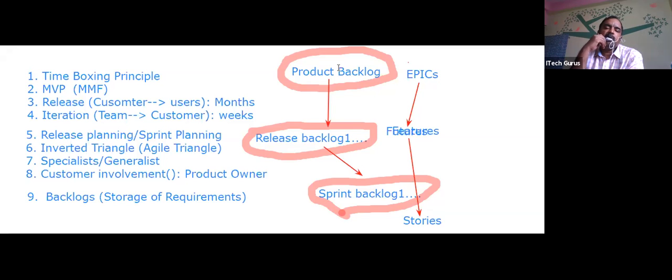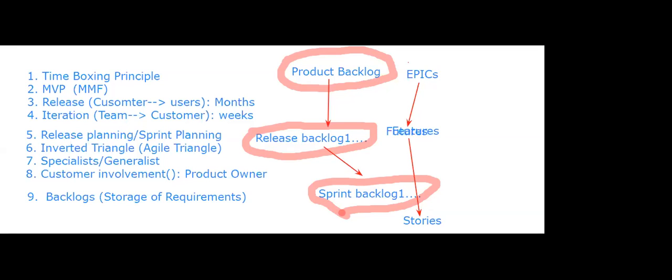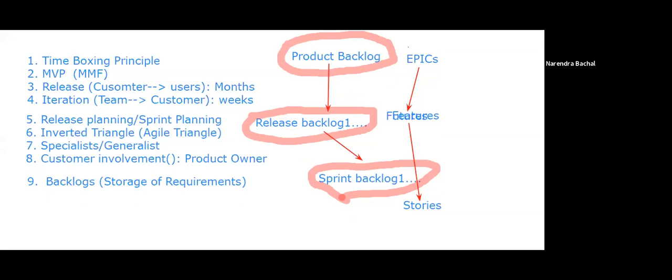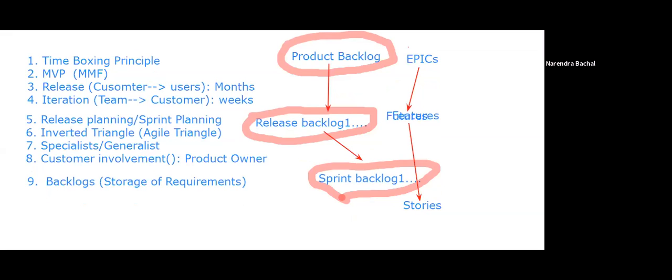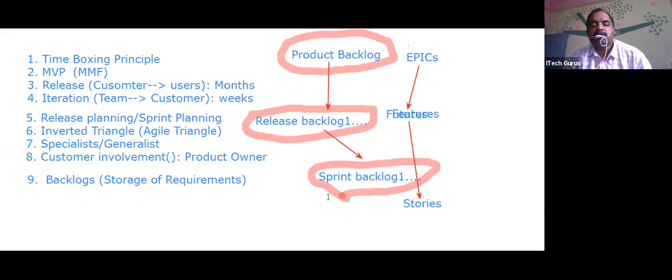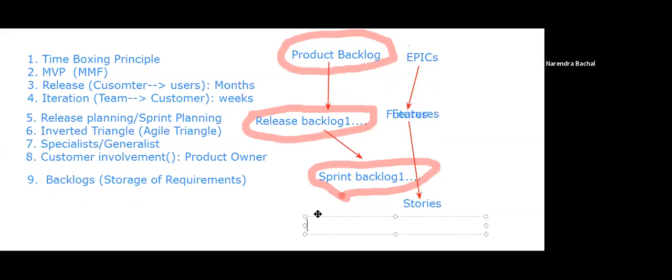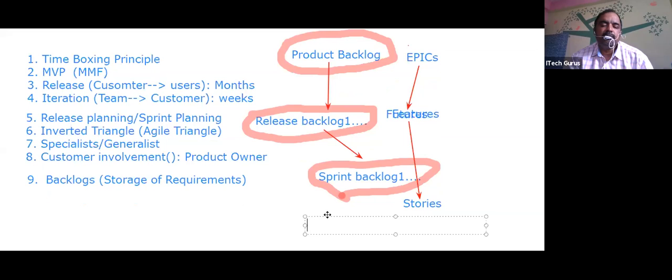Now tell me, who maintains the backlog? The customer. What is the name of the customer? Product owner. Please understand, the product owner maintains the backlog. Who prioritizes the backlog? Product owner. So please understand the product backlog, release backlog and sprint backlog.